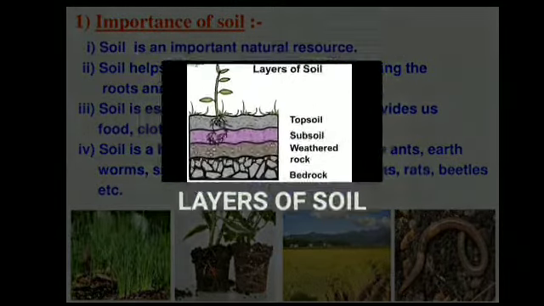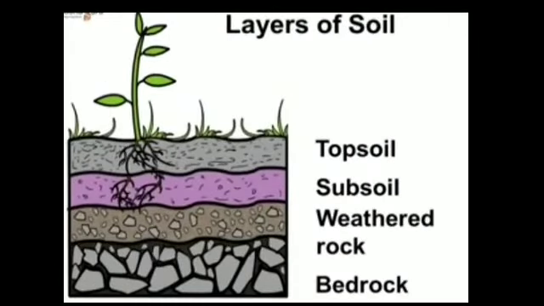Now let us come to another very important subtopic of soil, that is the layers of soil. You can see the different layers demarcated in the figure. You have the topsoil, then the subsoil, then weathered rocks, and lastly the bedrock or the unbroken rocks. These weathered rocks are called weathered because they are broken rocks. They are the parent material from which the soil was formed.